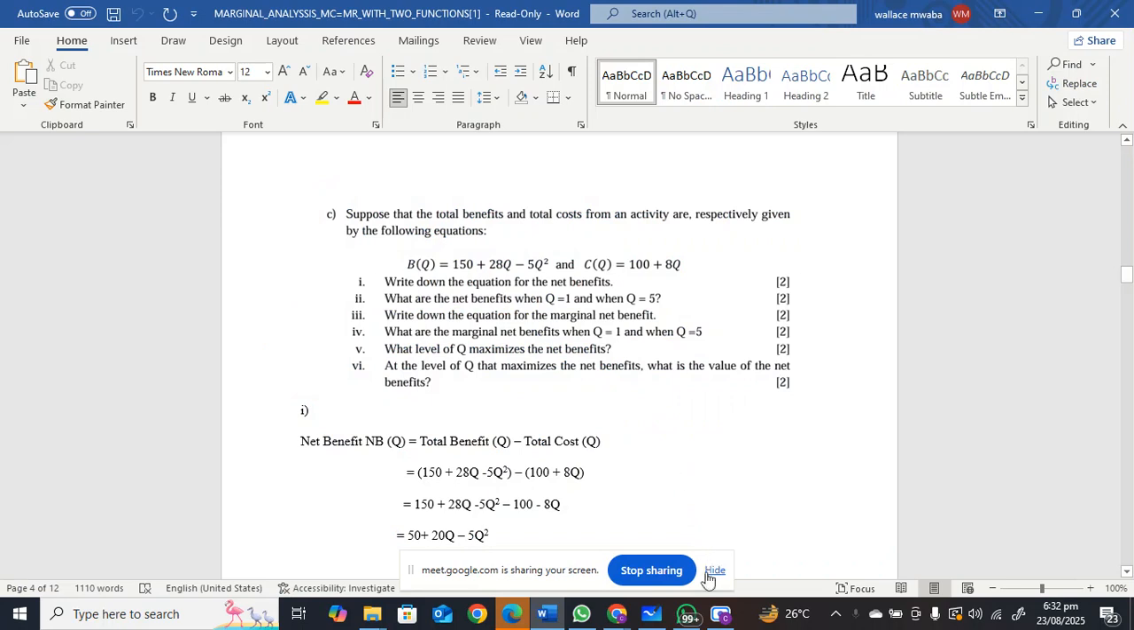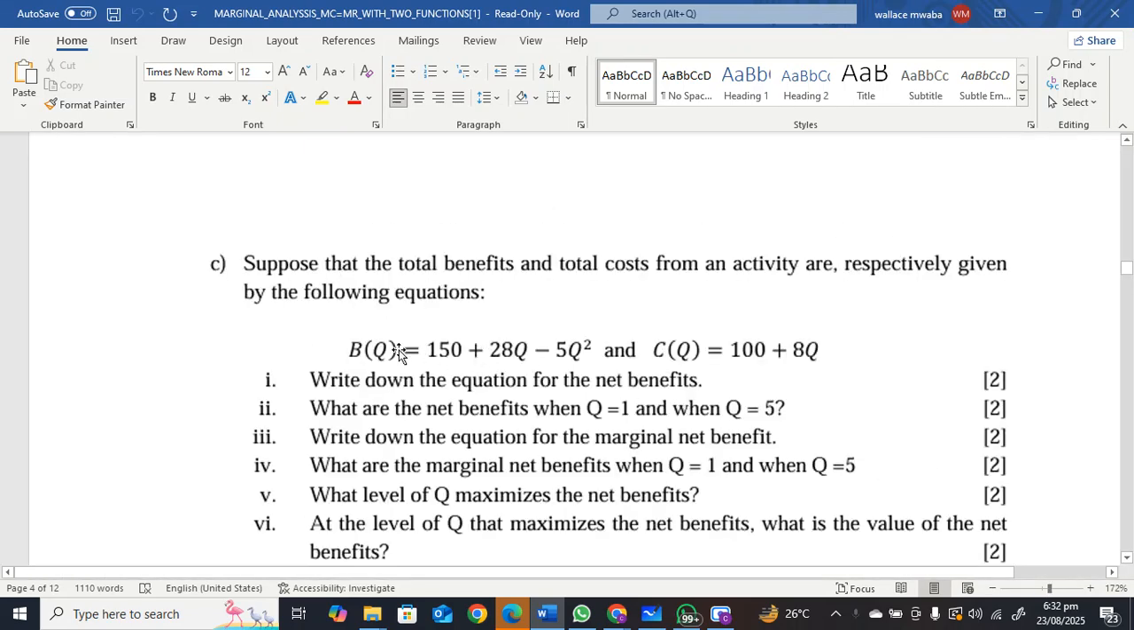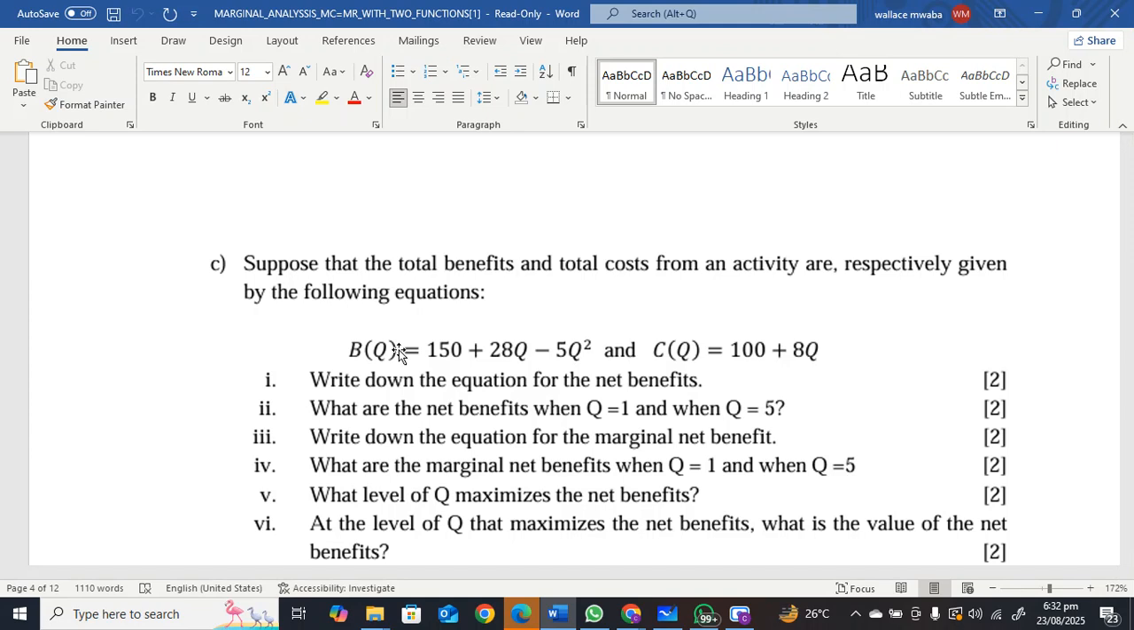Okay, so this question says, suppose that the total benefits and total costs from an activity are respectively given by the following equations. B(Q) equals 150 plus 28Q minus 5Q squared, and C(Q) was 100 plus 8Q. So this B(Q) is just the benefit from producing a certain quantity. The C(Q) is just the cost that is attributed when you produce a certain quantity. So the question says, write down the equation for the net benefits.